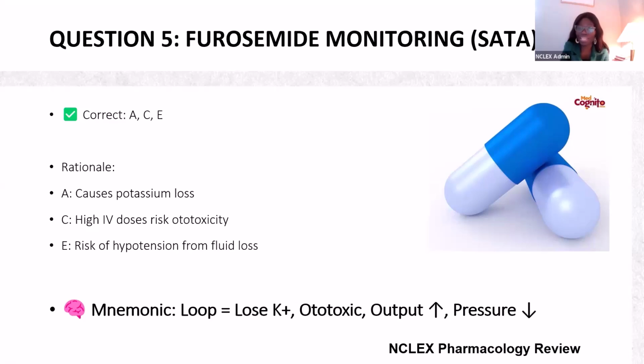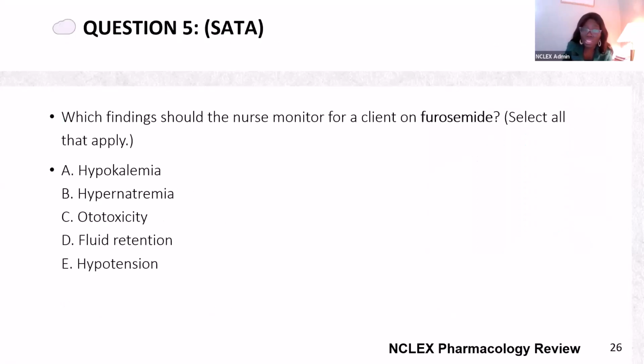It causes hypokalemia. Furosemide, hypokalemia. You'll be losing potassium, so it causes hypokalemia. Then C, high IV doses will also cause ototoxicity. And then rarely hypotension from the fluid loss, because the client will be peeing a lot, and then with low fluid volume, the client can have hypotension. So you cannot have fluid retention because you are giving out more urine, because furosemide will cause the client to pee a lot. So hypokalemia, ototoxicity, and hypotension.